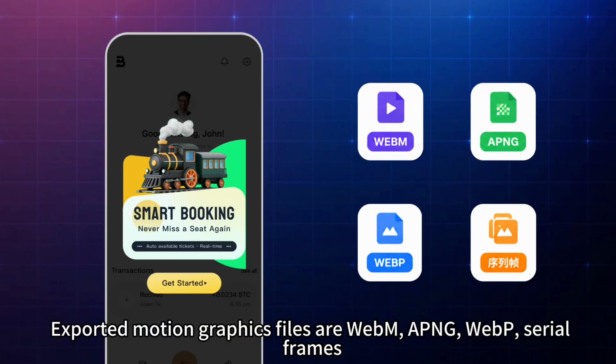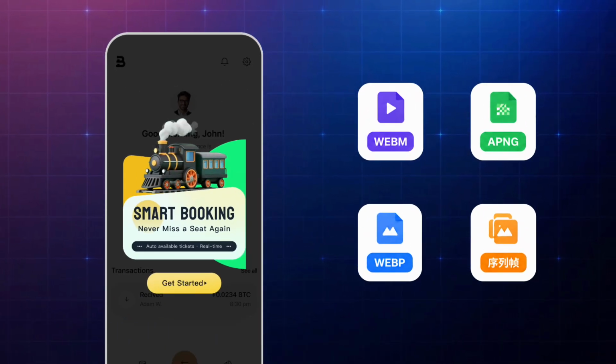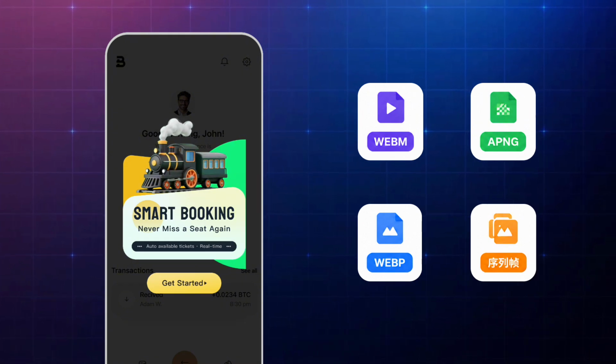Exported motion graphics files can be WebM, APNG, WebP, or serial frames, with adjustable size, file size, and frame rate. You can also force the loop animation.